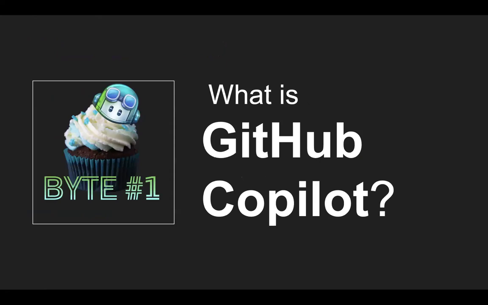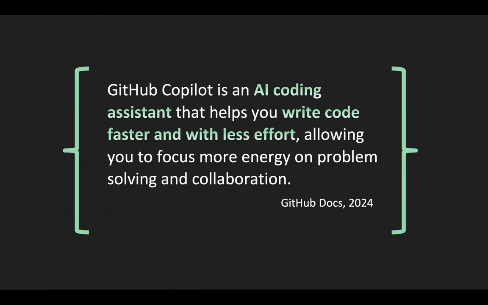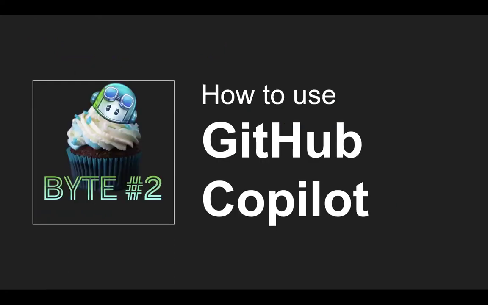For our byte number 1, what is GitHub Copilot? According to the GitHub docs, GitHub Copilot is described as an AI coding assistant that helps you write code faster and with less effort, allowing you to focus more energy on problem solving and collaboration.